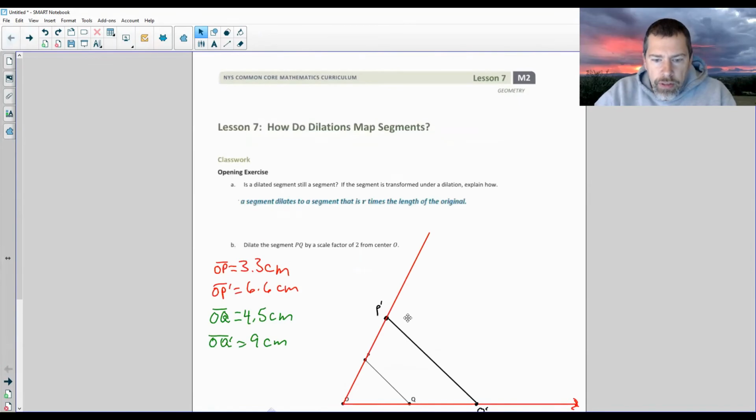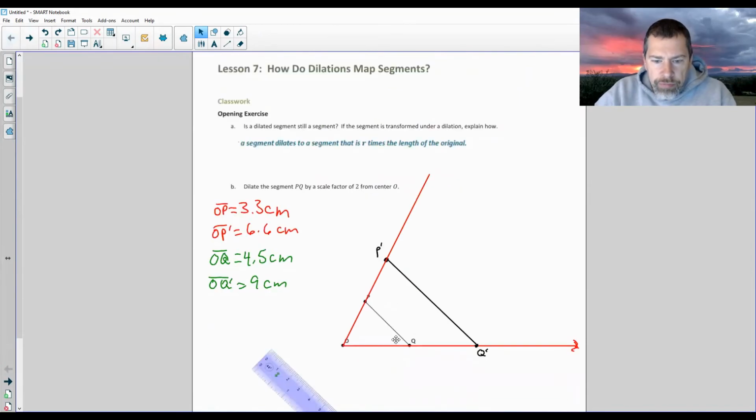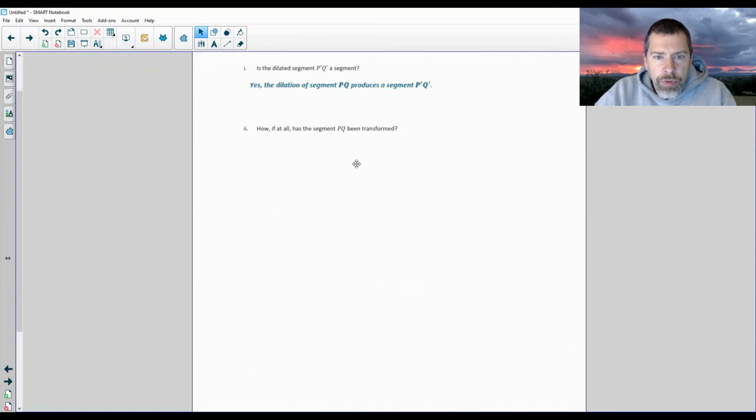Well, PQ's here. It got moved away from our center of dilation, and it is twice as long. So we could say all of those things. So here's what we will say. Segment P prime Q prime is twice the length of segment PQ. The segment has increased in length according to the scale factor of dilation. Okay, and it's moved away from the center of dilation, but they did not say that.